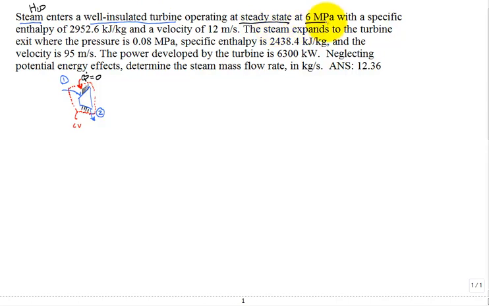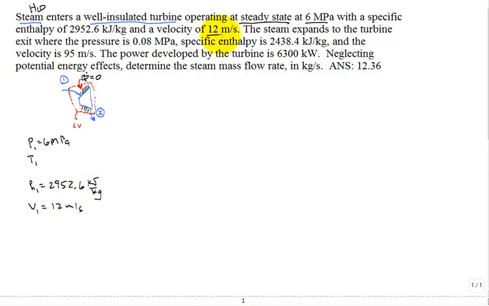The steam comes in at a pressure P1 of 6 megapascal and a specific enthalpy. They don't give us temperature at 1. This enthalpy at 1 they do give us is 2952.6 kilojoules per kilogram. Okay. And a velocity, V1, of 12 meters per second.